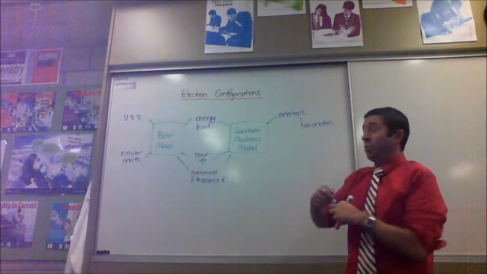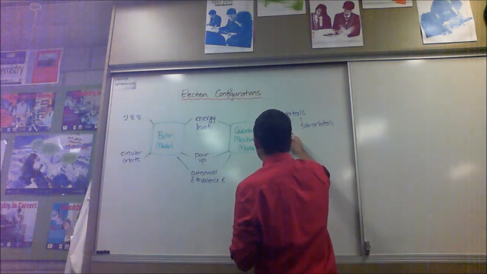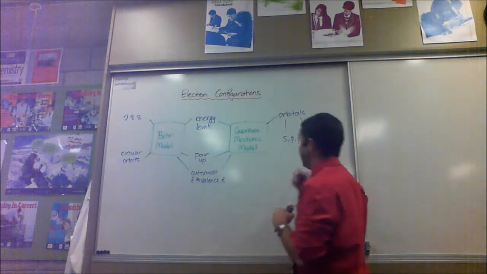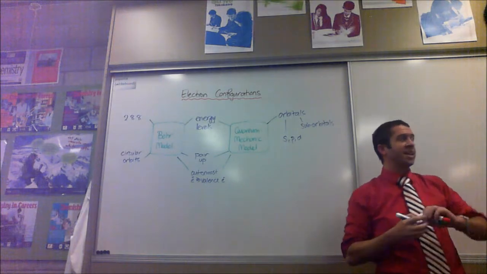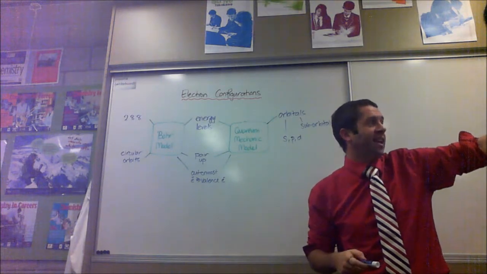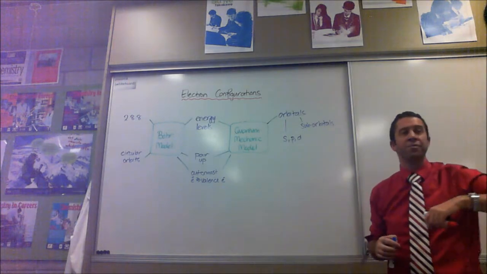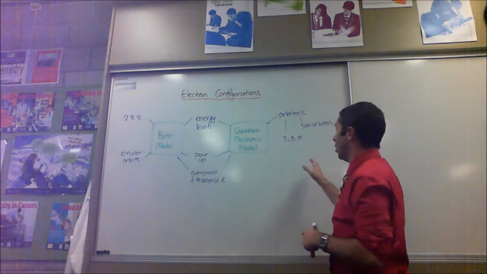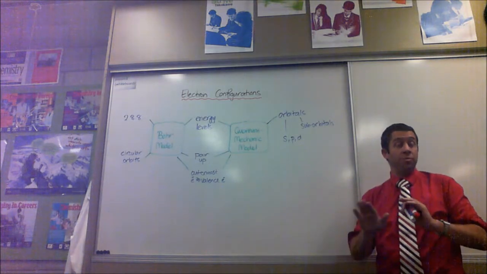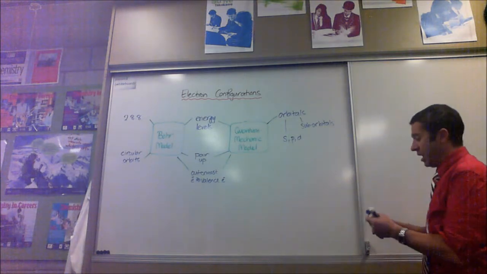The names of these orbitals are S, P, and D. Now, I'm not going to talk about the F orbital because that's those ones at the bottom, CE through to LU, TH through to, I think it's LR from memory. So we're not going to cover the F orbital this year, so I'm not going to mention it.